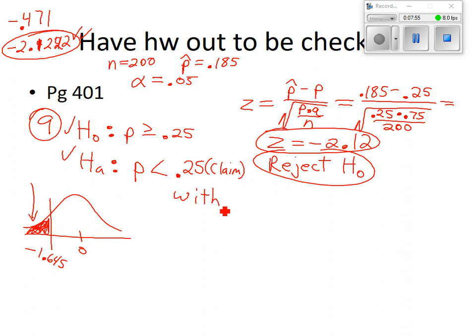With 5% level of significance. This is probably the only time today I'm going to write this out, so make sure that you understand how to write these out. With 5% level of significance, that's the first part. Then we go to this chart.